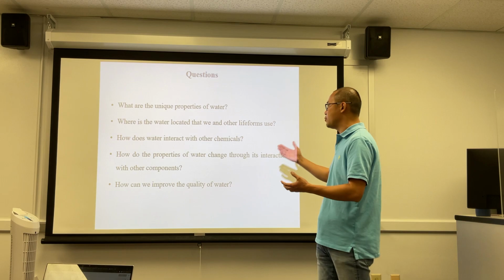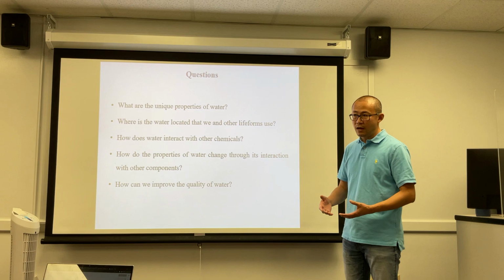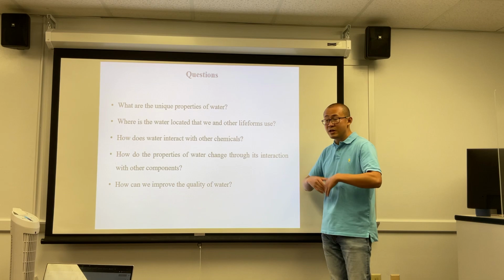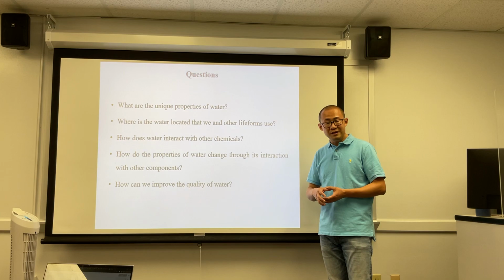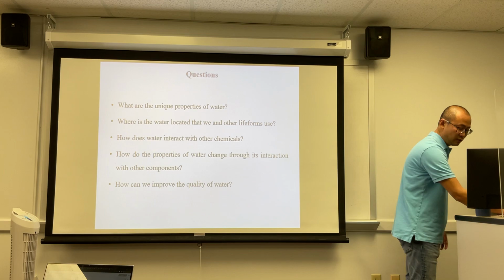And finally, there are some thinking and discussion questions: how do we improve the quality of water? There is a water issue on our planet. The water usage and distribution is not equal. We never have a problem with water in the United States, but that doesn't mean everywhere on this planet every person has equal access to clean drinking water. So there are some water issues to think about as well in this chapter. Let's take a look.